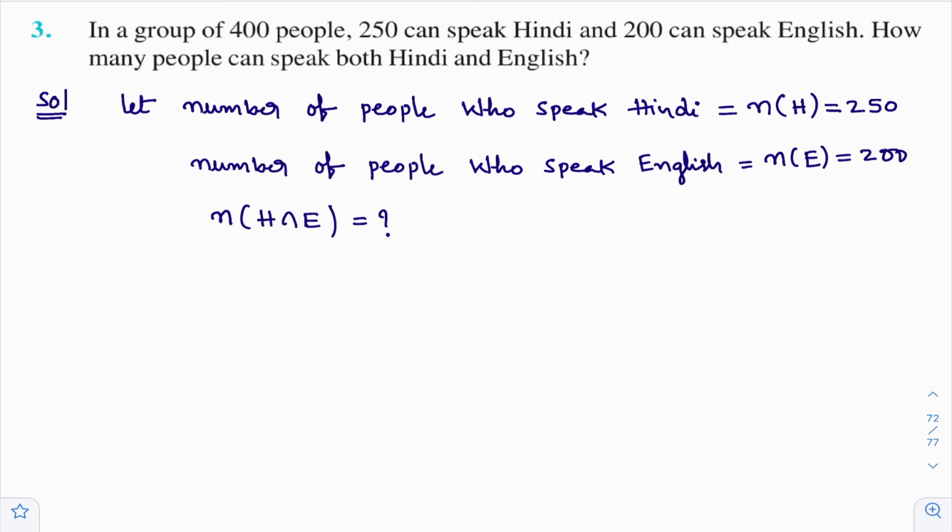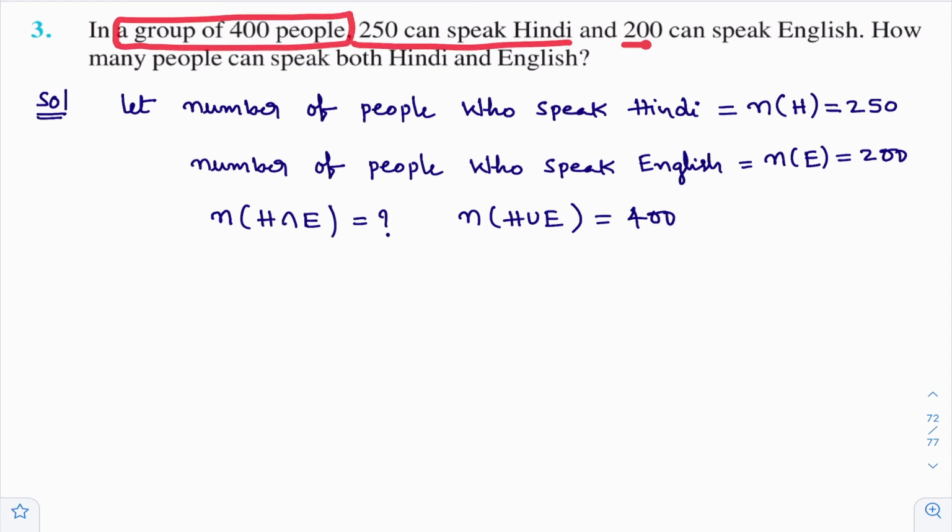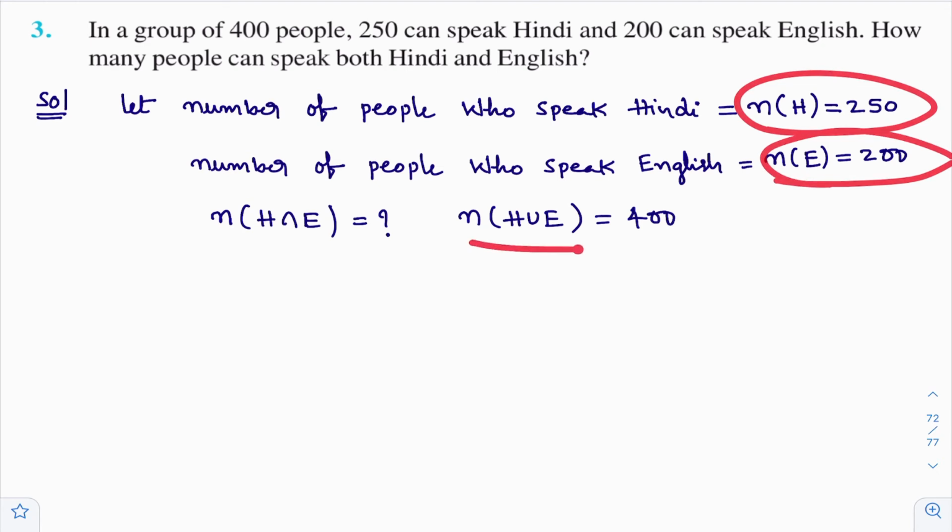And one more thing, you observe all these are from the group of 400 people. So here you need to understand that n of h union e equals 400. This is the important point. In a group of 400 people, only 250 speak Hindi and 200 speak English. That means the number of people who speak Hindi or English is 400. Now you can see, three things we already know. We need to find the fourth one.